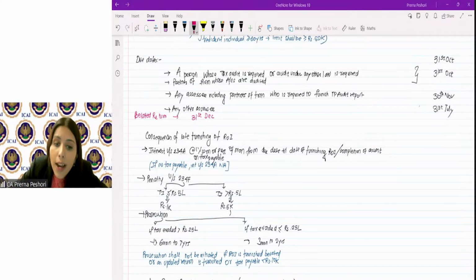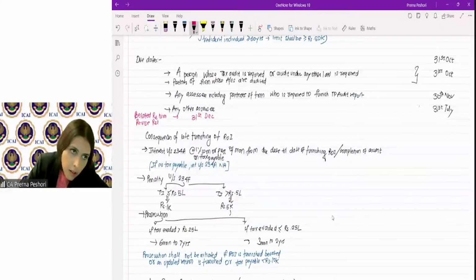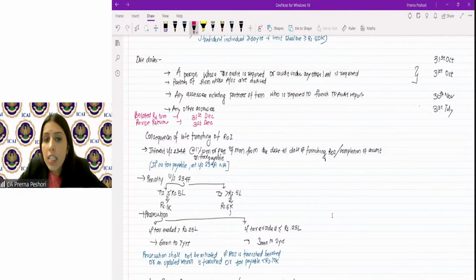And you can also revise the return. In case you have made certain errors or you have committed certain mistakes, you can revise the return again by 31st of December. So you can file the belated return or the revised return by the 31st of December. You can revise all of these returns, but cannot revise the.